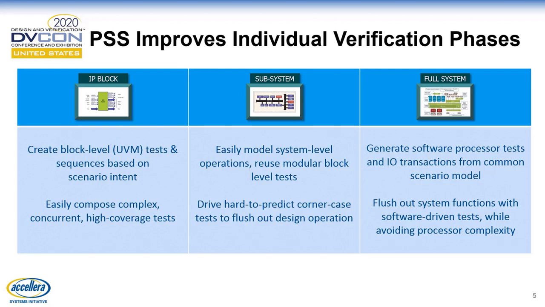And then when you get up to the full system, we're talking about typically software-driven tests, thinking about I/O transactions, still using that common scenario model, but now we're going to be able to flush out system-level functions from a software-driven test and avoiding the necessity of having to really try to fake out, make all the different processors do interesting things. That's just going to happen, right?